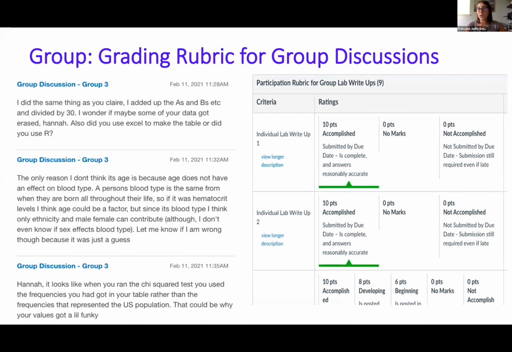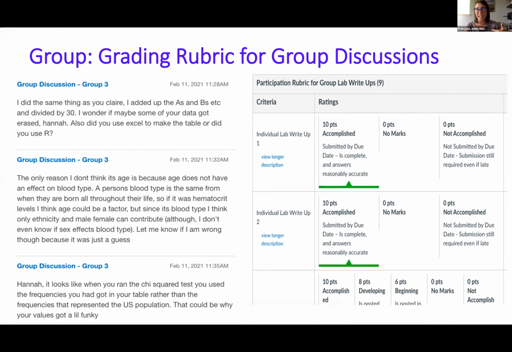This slide is to show you the instructor grading experience. So on the left, we have a single student's set of responses to the overall group discussion, and it shows the time, date, and stamp. And on the right is the rubric that I can actively select the appropriate accomplishment to score that student.